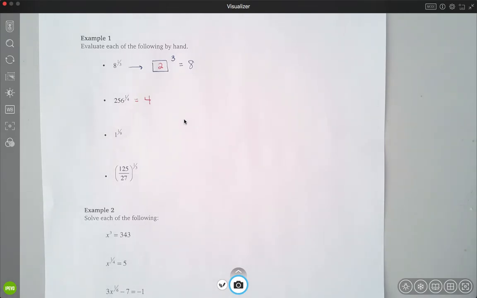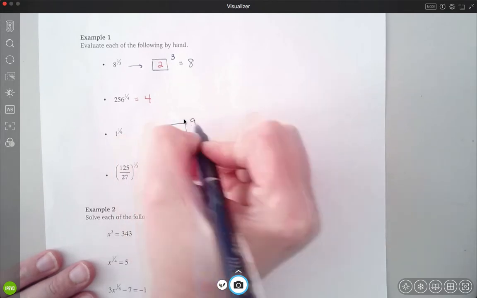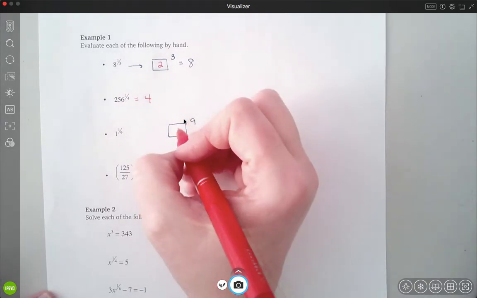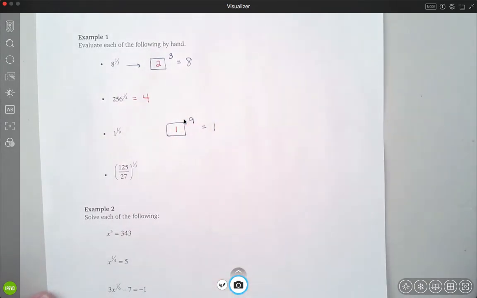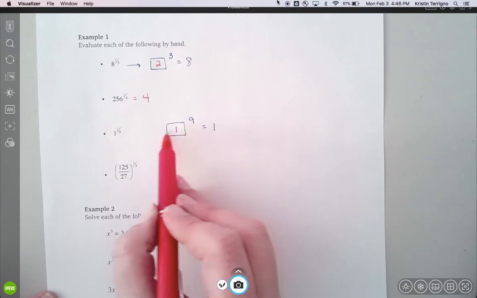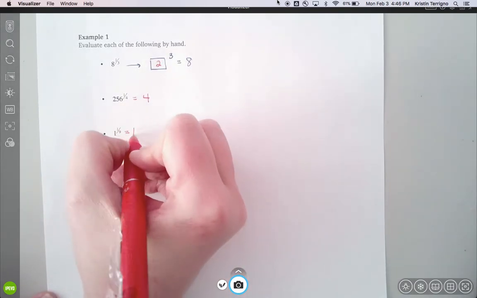So 1 to the 1/9 power. Just to remind you, what I'm really asking you is what to the power of 9 equals 1? What could you multiply by itself 9 times and have it come out to equal 1? Well, 1. 1 to any power is always going to equal 1, okay? And so even if you have fraction exponents like this, the answer will always just be 1.